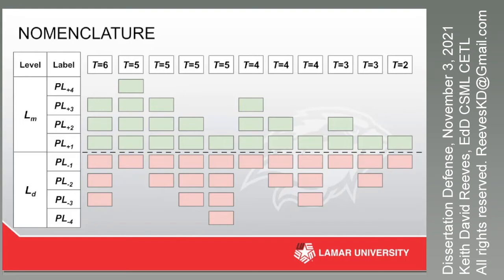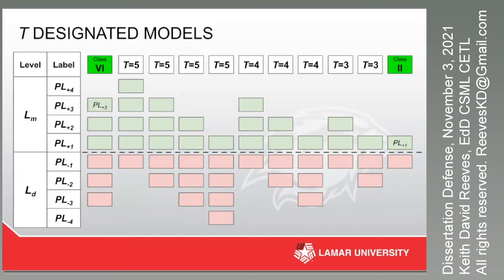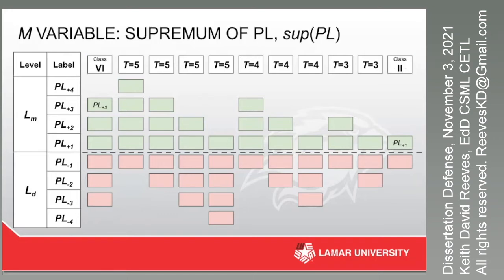But formulas aren't convenient, so like any good classification system, let's name each class. There are two classes in this taxonomy that have a unique T value, so we'll simply name them after their T. T equals 6 becomes class 6, then T equals 2 becomes class 2. I used Roman numerals to make sure that class names aren't confused for M variables. I thought that would be useful for future researchers.